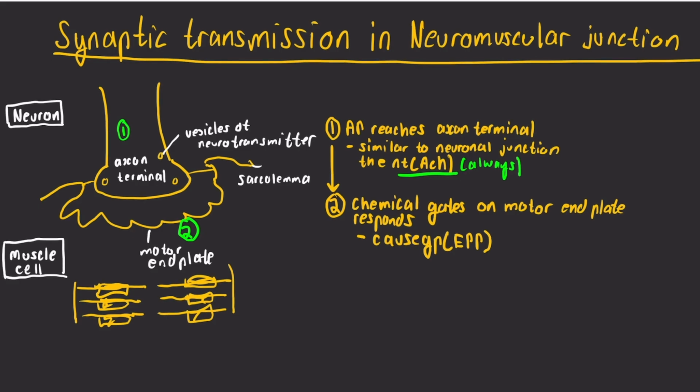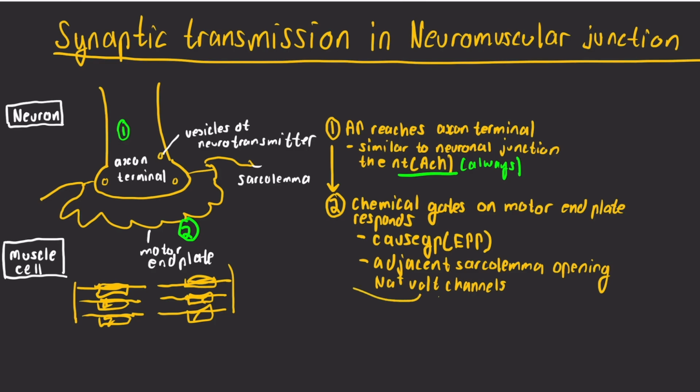And the way that we will have this end plate potential is we would actually have the adjacent sarcolemma opening those sodium voltage-gated channels. So that would actually be over here. Think of it over here. So not on the motor end plate itself, but on the very adjacent region of that.